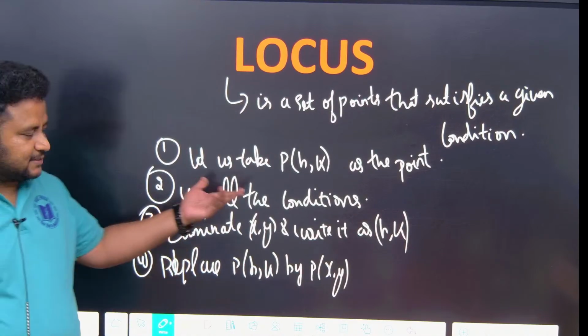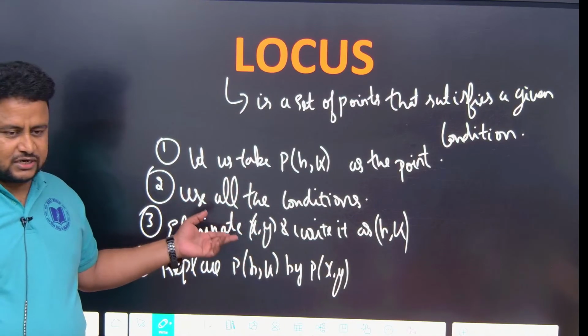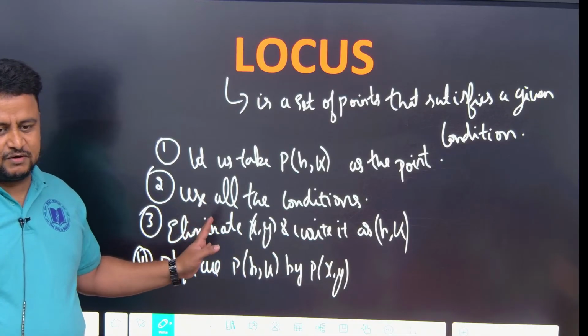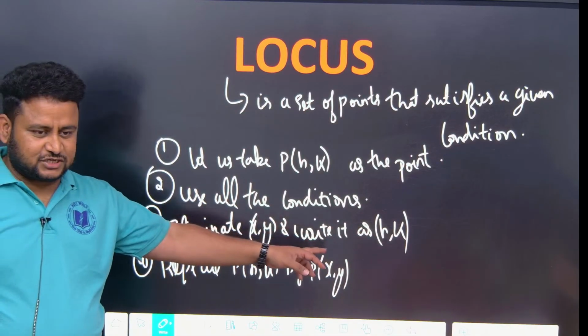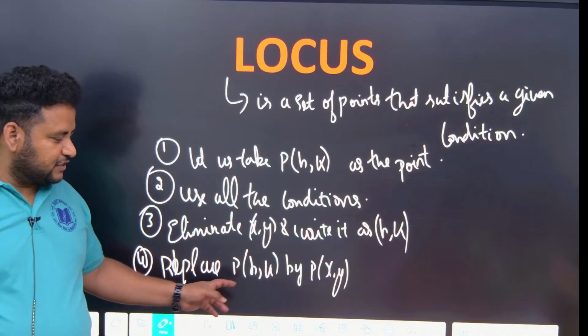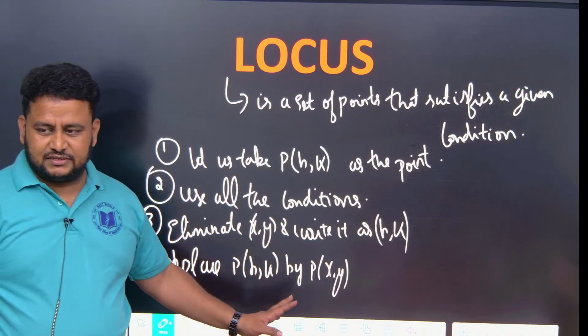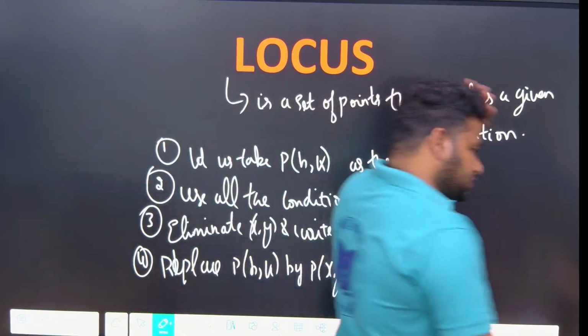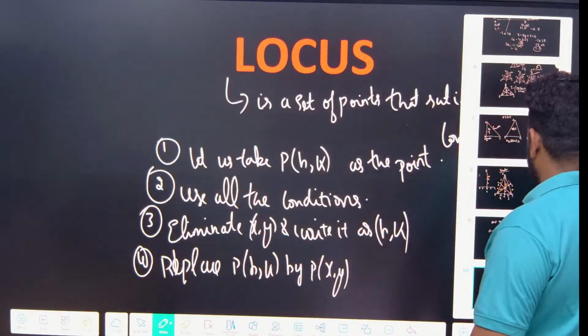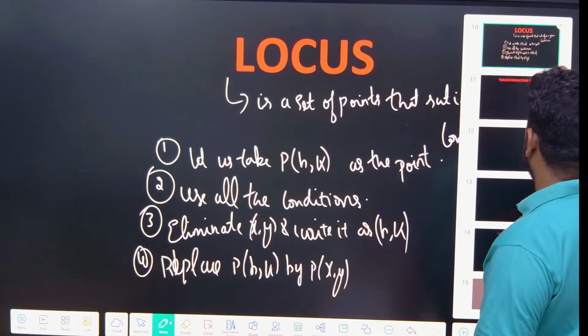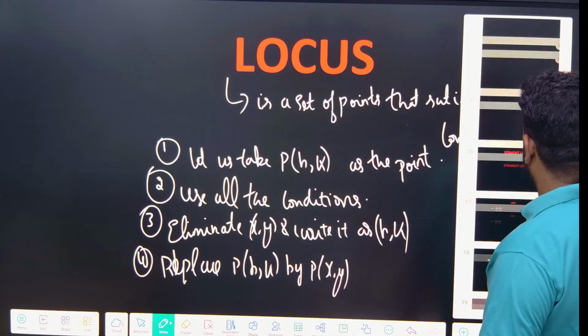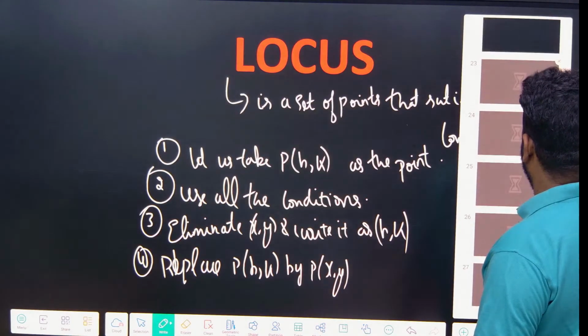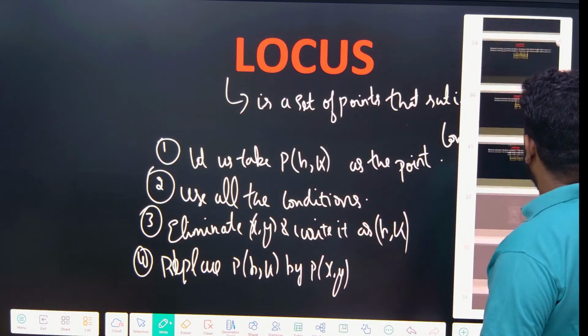So first you take some point. Use all of the conditions. Then eliminate x, y and write the equation in the form of h, k, and then replace P(h, k) by P(x, y). These are the steps you will follow. Anyways, let us solve the question and you will understand better. Let us do some PYQs so that you understand. Then we will come to transformation of axes and core concepts of straight line.